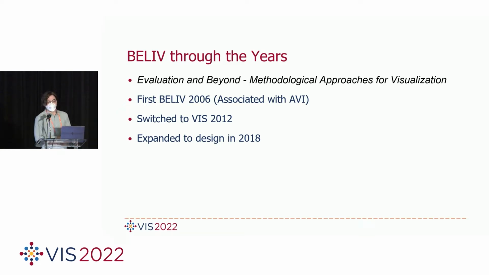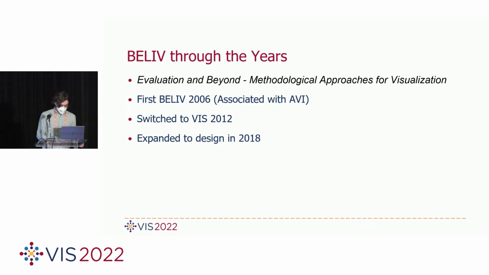But the first BELIV took place in 2006 and was associated with AVI at that time. And it continued to progress. At the start, it was focused on evaluation methodologies, emerging techniques in the community, and provided a forum for that discussion. And in 2012, we switched from AVI to Viz. And then in 2018, we moved from being focused on evaluation to also encompassing design methodologies as well. And in this way, it has continued to grow and expand its reach over the years. And it's great to see all of you back in person.